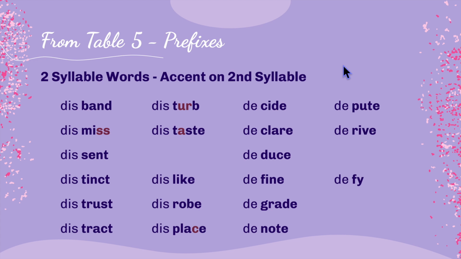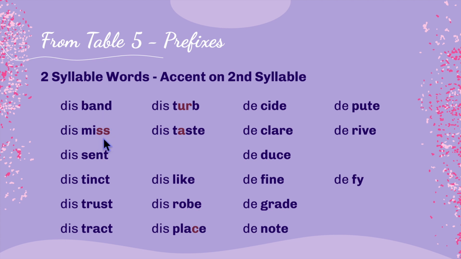Let's read some words from Webster Speller Table 5. In all of these words, we have prefixes, and prefixes and suffixes are rarely accented in English words. So all of these words are 2 syllables, and the accent will be on the second syllable. So that means we are going to say it a little louder and more clearly. So it's not DIS-band, it's dis-BAND.